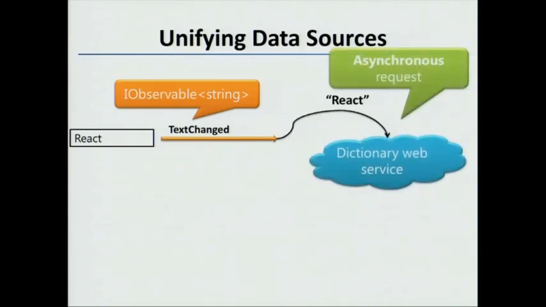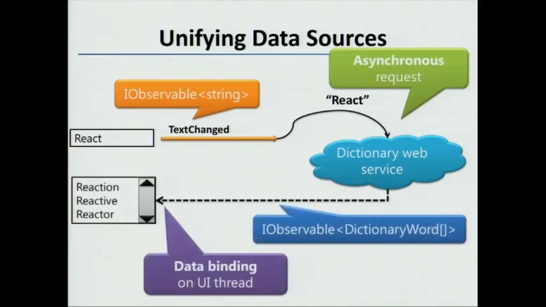We send this off as an asynchronous request. So there's an event going on here, and there's an asynchronous request here. So we have two forms of asynchronous data streams already. We send this off to the server, and then the server is going to respond back. And when it responds back, the response itself is the asynchronous part of the stream. It comes back with a bunch of dictionary words that it's going to suggest to us.